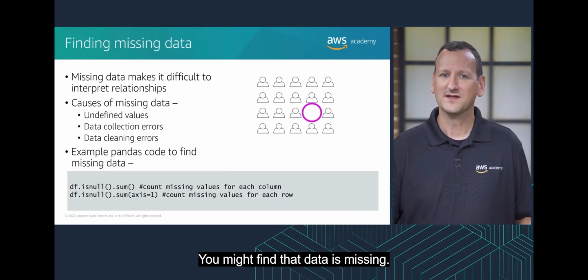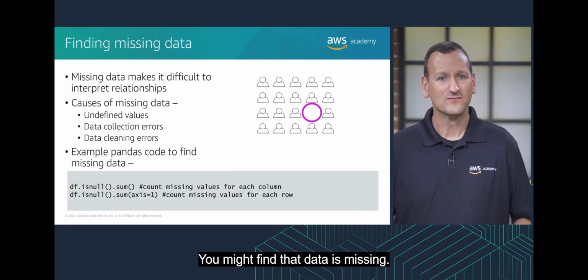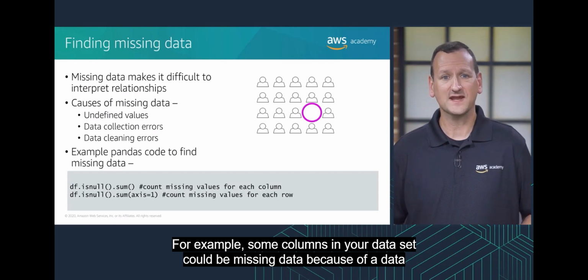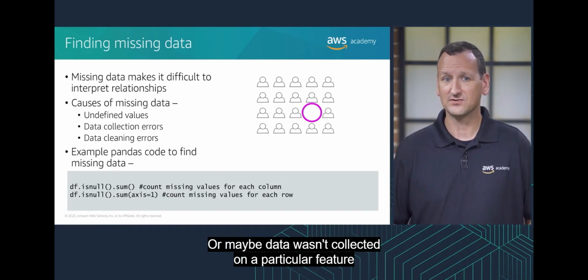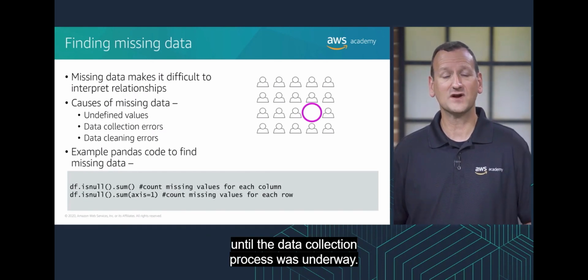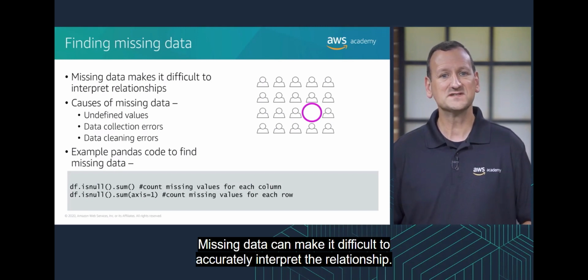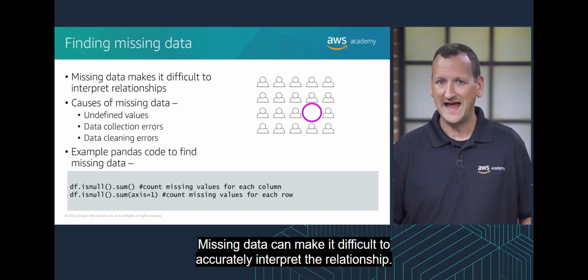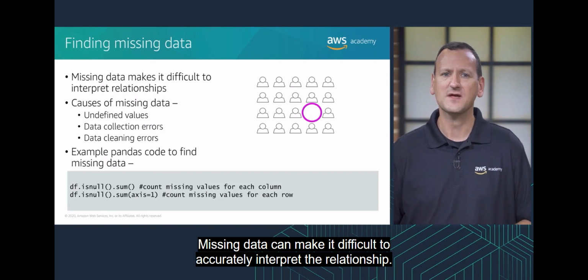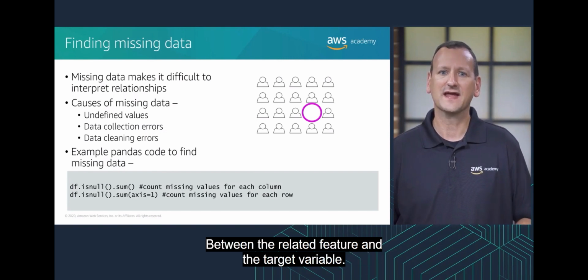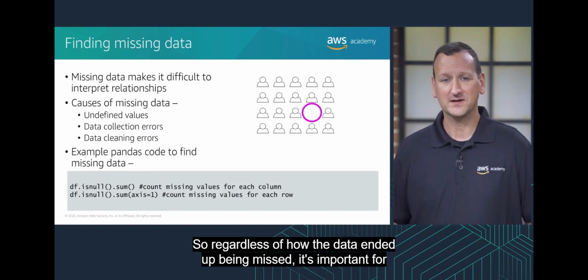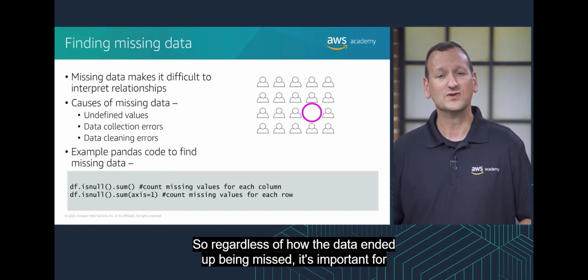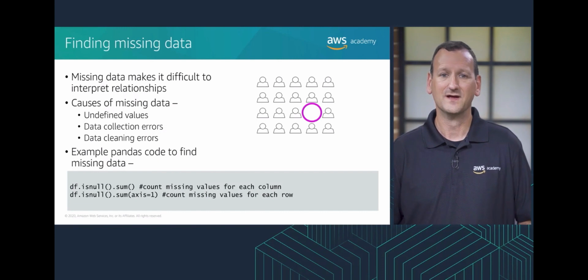You might find that data is missing. For example, some columns in your dataset could be missing data because of a data collection error, or maybe data wasn't collected on a particular feature until the data collection process was underway. Missing data can make it difficult to accurately interpret the relationship between the related feature and the target variable. So regardless of how the data ended up being missed, it's important for you to deal with this issue.